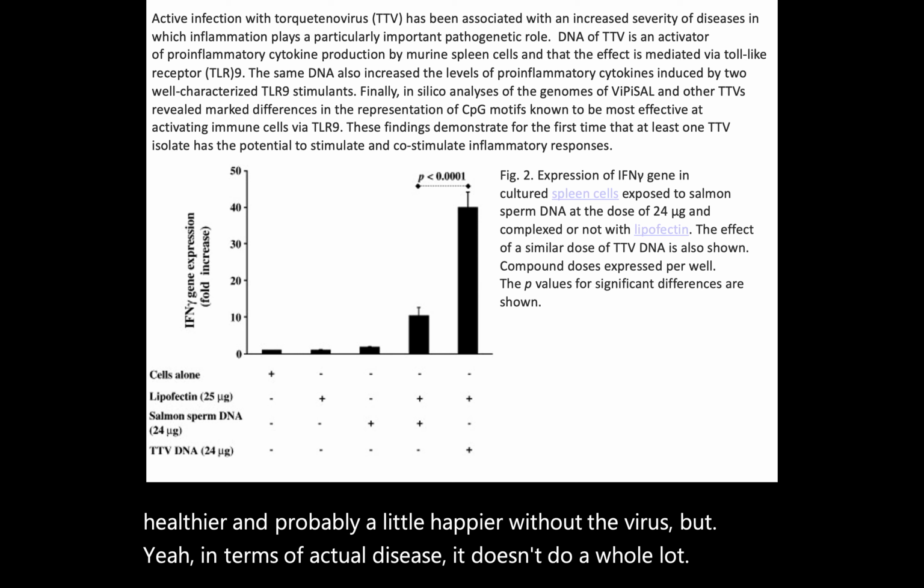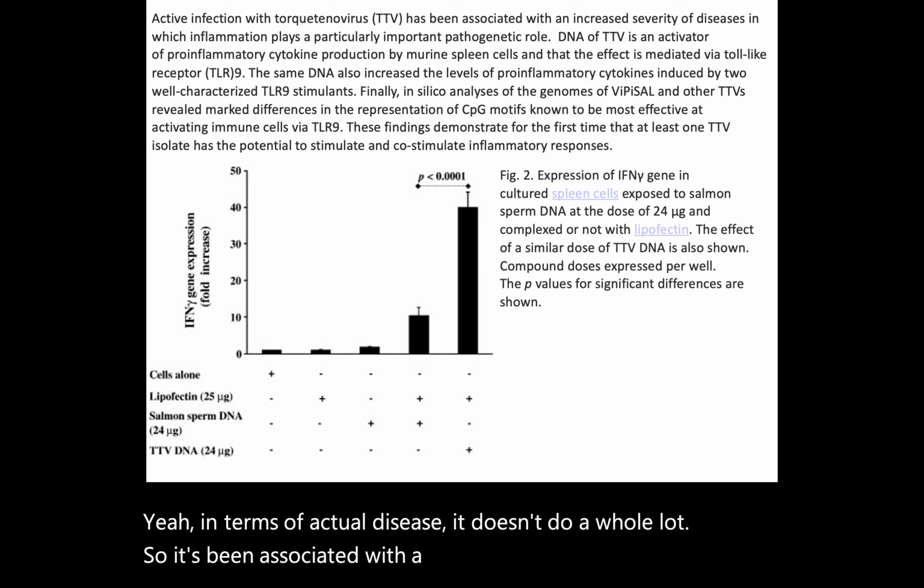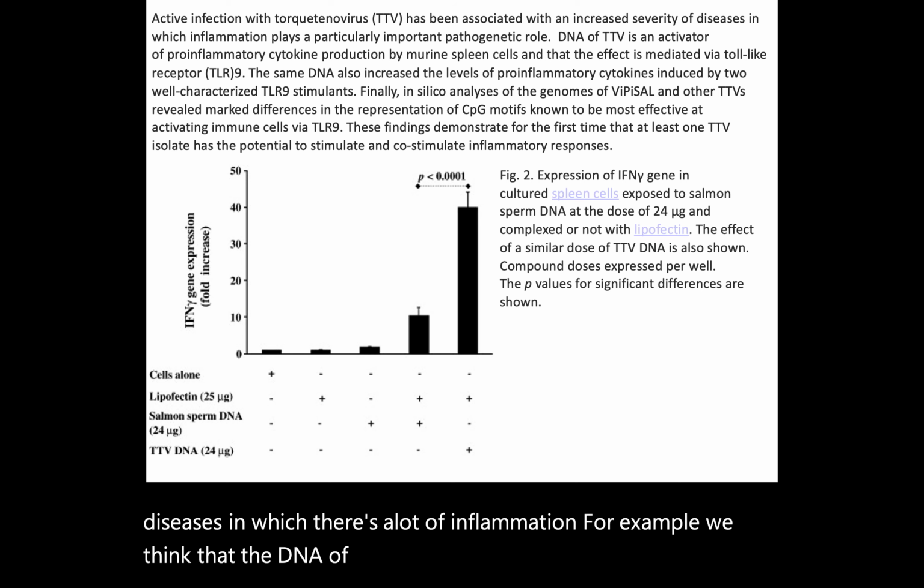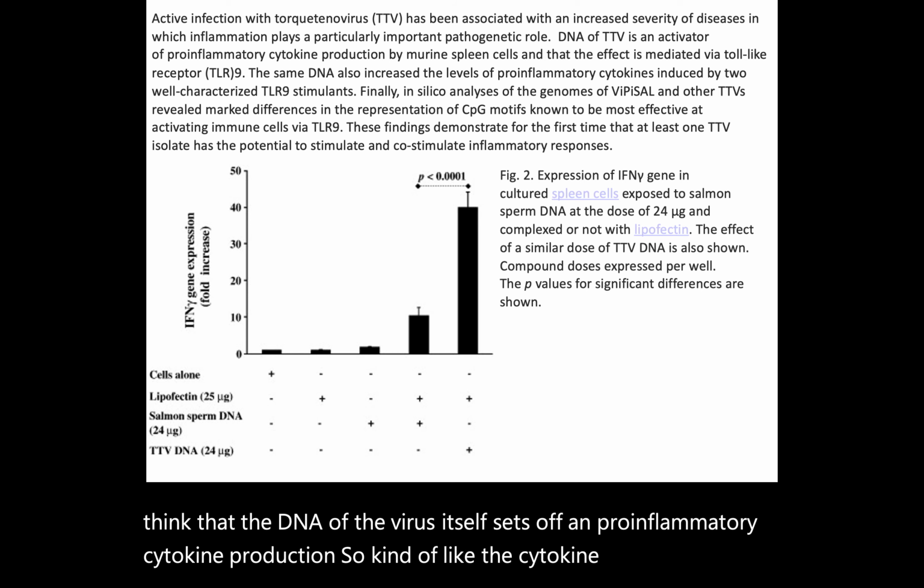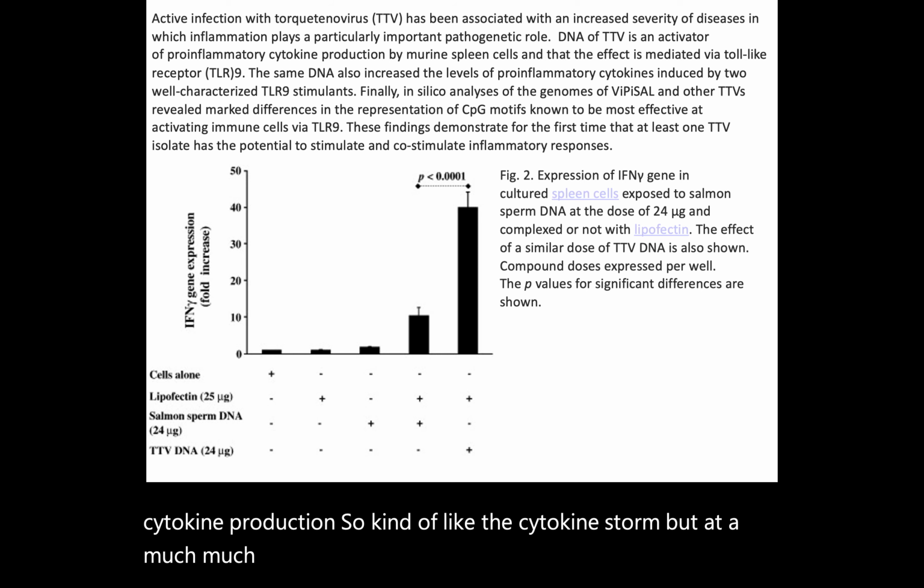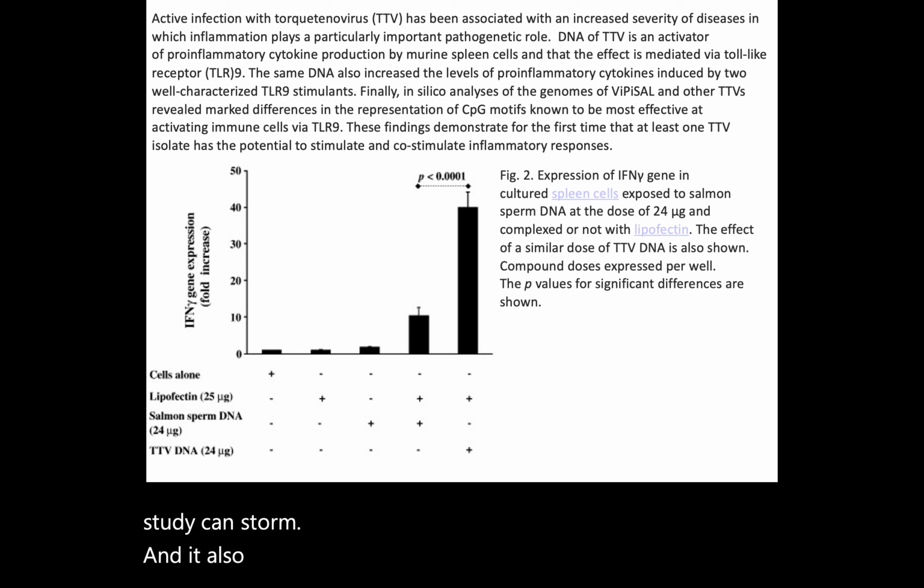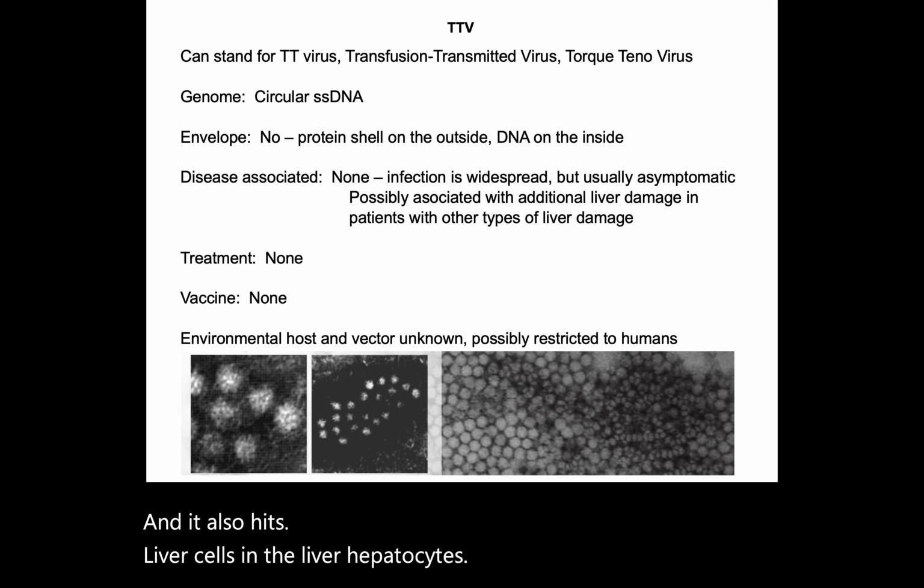So it's been associated with a small increase in the severity of diseases in which there's a lot of inflammation, for example. We think that the DNA of the virus itself sets off pro-inflammatory cytokine production. So kind of like the cytokine storm, but at a much, much lower level in infected cells. And we know that this virus does hit both macrophages in the bloodstream, like in the cytokine storm, and it also hits liver cells in the liver, hepatocytes. But it doesn't do much.